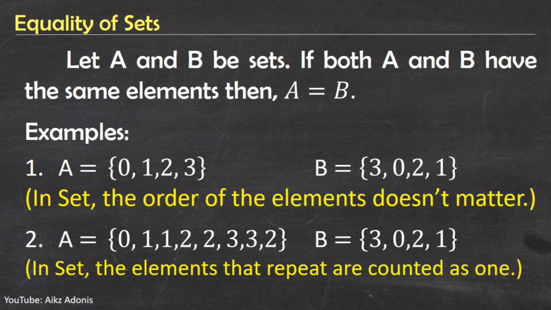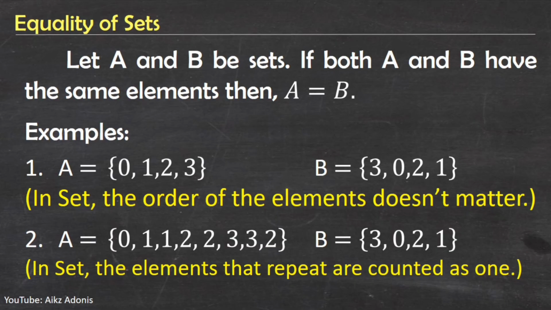Now, let's talk about equality of sets. Let A and B be sets. If both A and B have the same elements, then set A is equal to set B. For example, set A is equal to set B because all the elements in A are also in B. You might think of its order, but in a set, the order of the elements doesn't matter. What matters is the elements in the set.